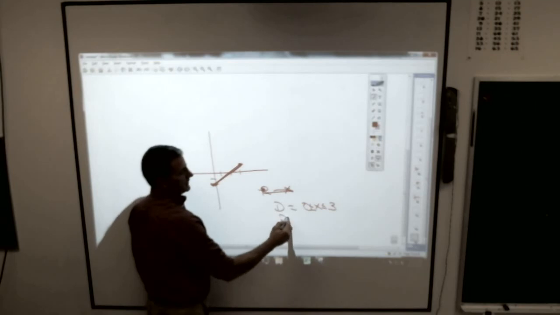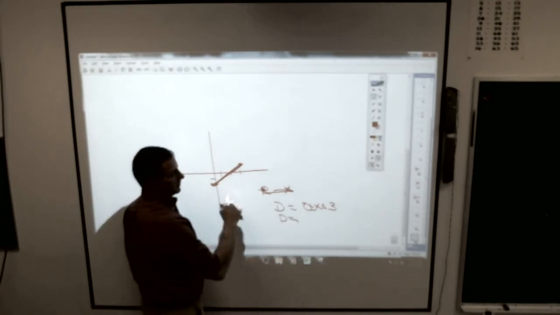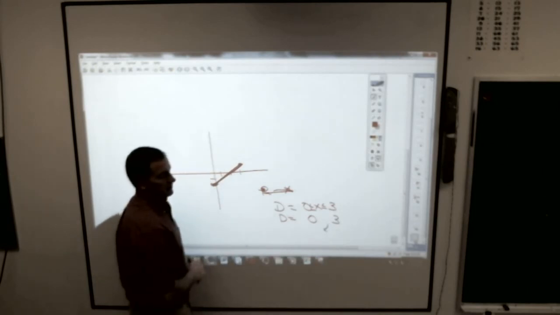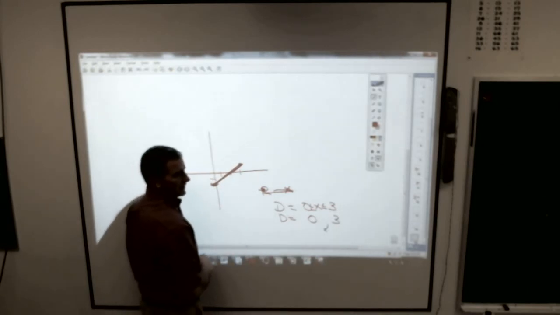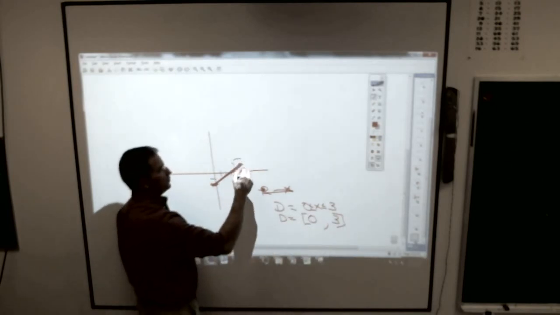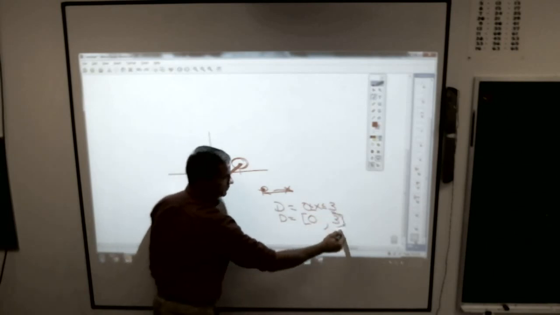What's my domain in interval notation? Same thing. Starting point is 0, ending point is 3. Parentheses or brackets? Brackets. If this was an open circle, then this would be a parenthesis.